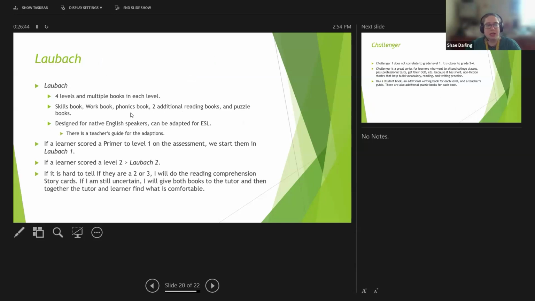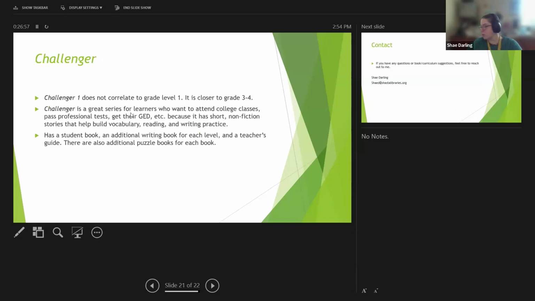Laubach has 4 different levels, and it matches the person's level. If a learner is at primer to level 1, they're in Laubach 1. If a learner is level 2, we start them in Laubach 2. In the Challenger series, Challenger 1 is not grade level 1. Challenger 1 is closer to grade level 3 or 4. So often our learners will go through level 1 to level 3 or 4 of Laubach, and then we move them over to Challenger. Challenger is a great series for learners who want to attend college, pass professional tests, or take the GED, because it's mostly nonfiction stories that target vocabulary, reading, and writing practice.